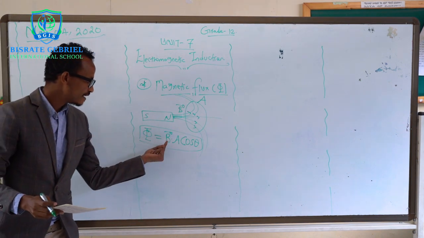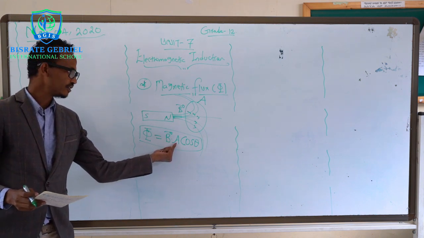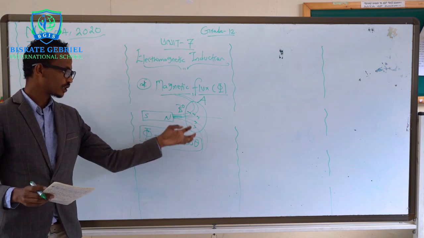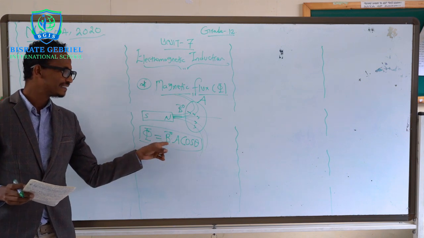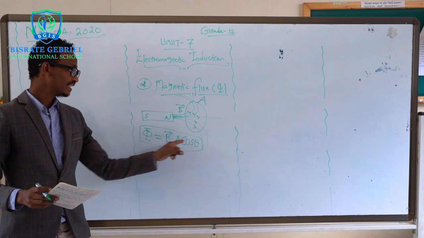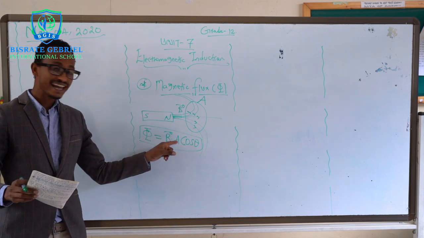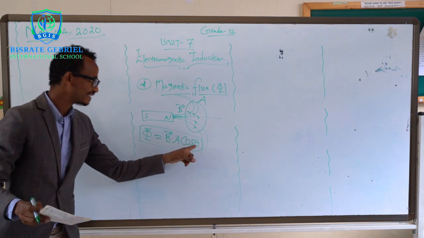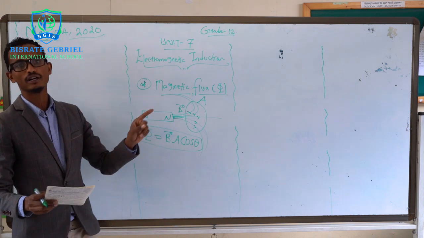Remember, in this case, B is the magnetic field, A is the area of the region, or if it is a surface, the area of the surface, or if it is the plane of a circular loop, the area of the loop, and theta is the angle between the magnetic field and the normal to the surface, not the magnetic field and the area. Because area is a scalar, it has no direction. Therefore, theta represents the angle between the magnetic field and the normal to the surface.